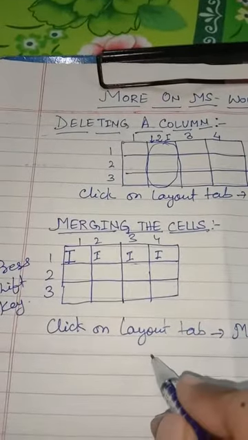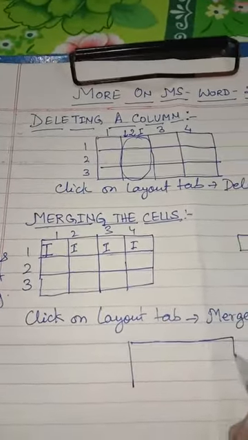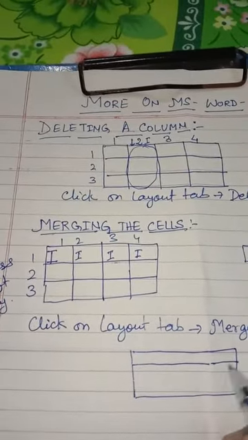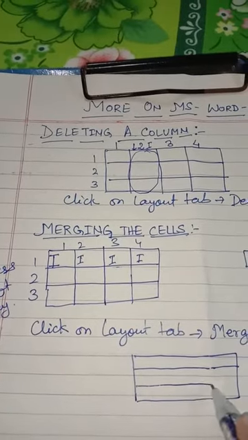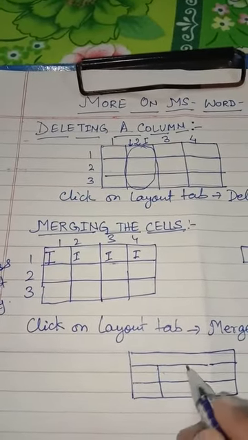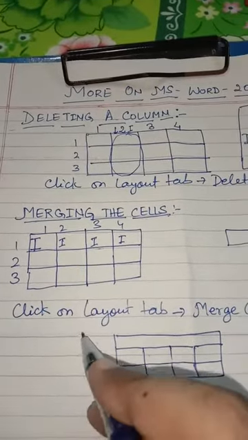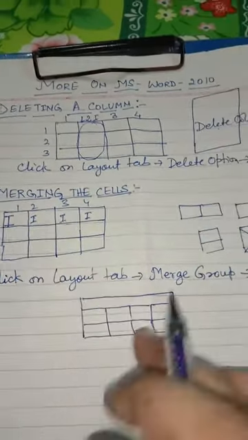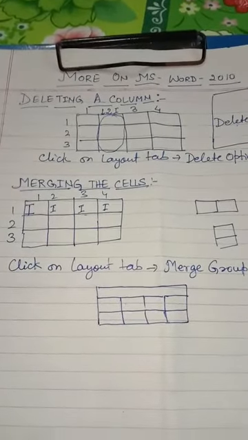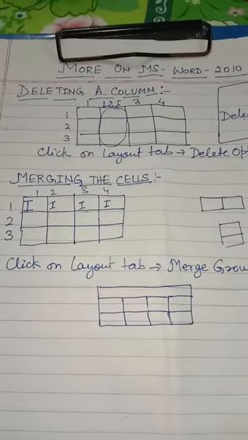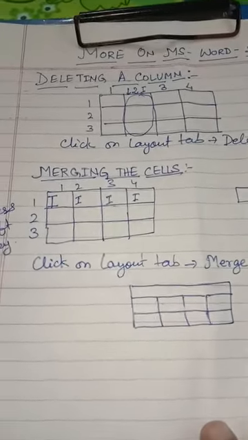The table appears like this. So this is the first row that has got merged. This is the second row and third row. This is the first column, second column, third column and fourth column. After merging the first row, the table appears likewise. So this is merging the cells. We can merge the cells row wise and column wise both. Now the next topic that we are going to discuss is table heading.